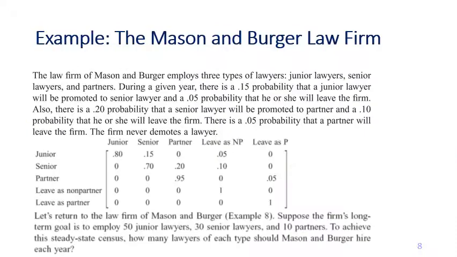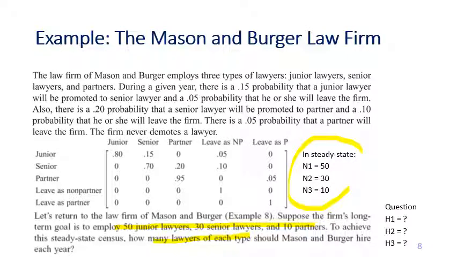Now we go back to the example of the law firm that we have seen in the previous video. Here we have the same transition probability and everything, but now the question is, the firm wants to have 50 junior lawyers, 30 senior lawyers, and 10 partners in the long term. So they would like to have this fixed number of juniors, seniors, and partners, or steady state numbers. So the question is, to achieve those steady state numbers, how many lawyers of each type should Mason and Berger hire each year? So in this case, we already know the N, and we are asked about the H: H1, H2, and H3.